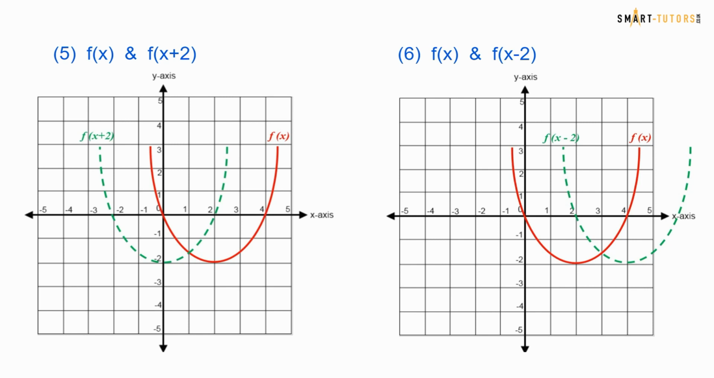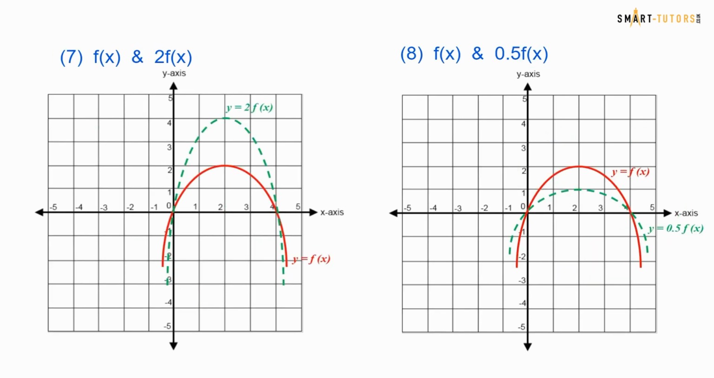Type 5, f(x) and f(x plus 2). The x plus 2 is coming here. If it is x plus 2, the graph is going to move to the left-hand side. And if it is x minus 2, the graph will go to the right-hand side. So this 2 means 2 units. From here 1 unit, 2 units, going backwards 1 unit and 2 units. Careful with this 5 and 6.